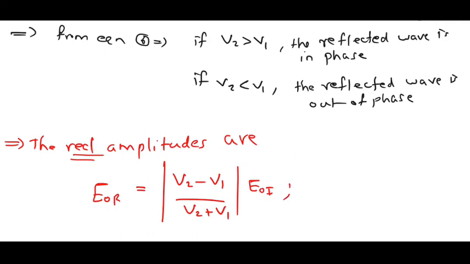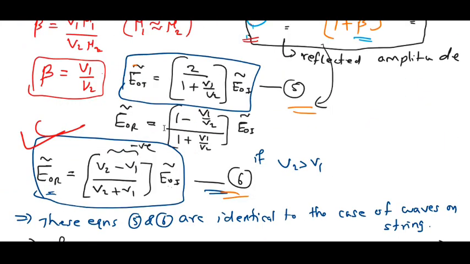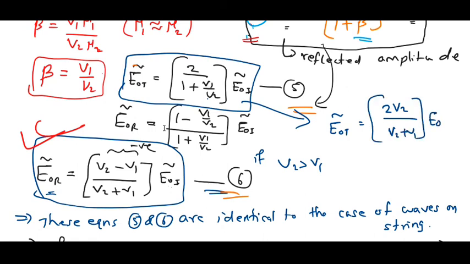And the equation for the transmitted amplitude E0T. See here that I have not written the complex notation because these are the real amplitudes. If I rewrite this equation, I can write E0T is equal to, if I take the V1 above, 2V2 divided by V2 plus V1. Actually, I forgot to rearrange the term like this. Please do it at the respective place.